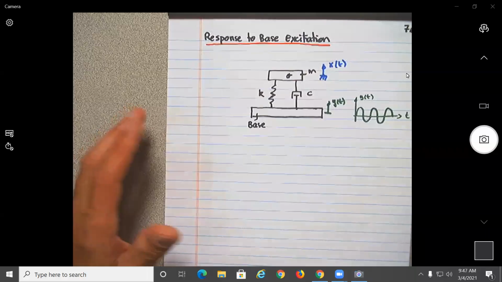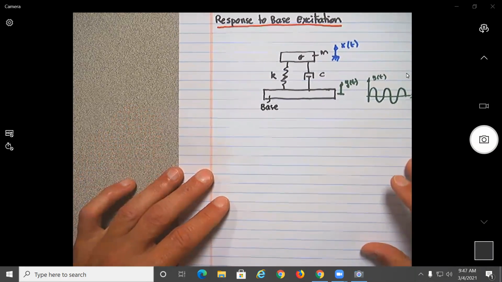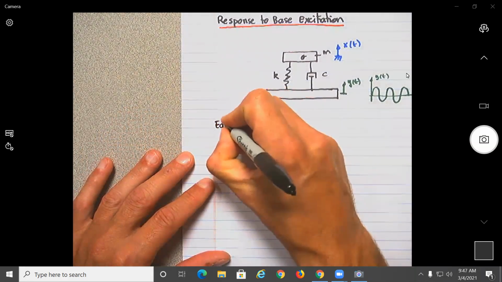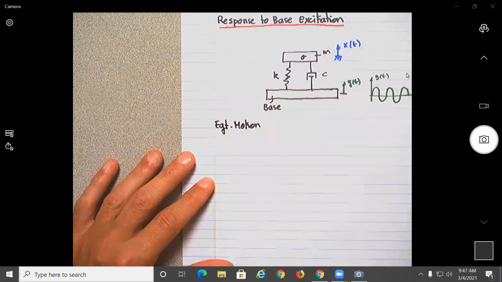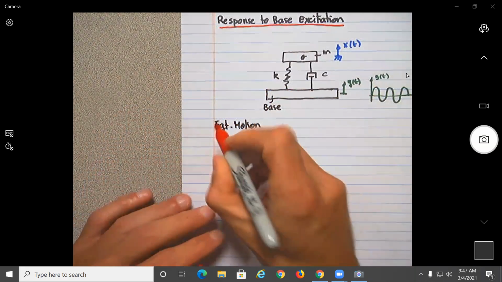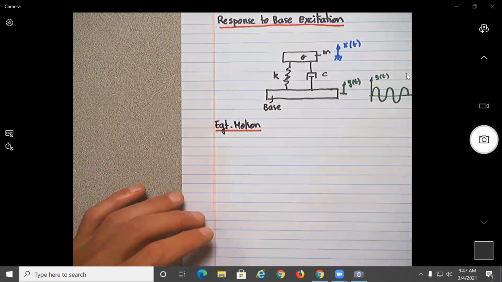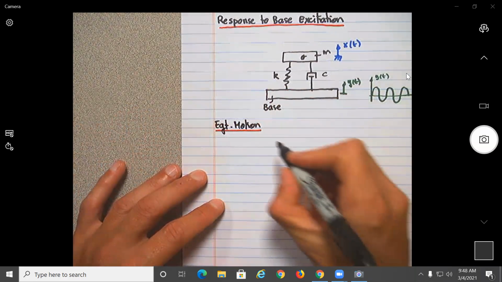Like always, the procedure is the same. The first thing to do is to find the equation of motion. In order to find it, we basically have 2 to 3 steps, but for a simple problem there are only 2 steps. Step 1 is always to do the free body diagram or some type of diagram.